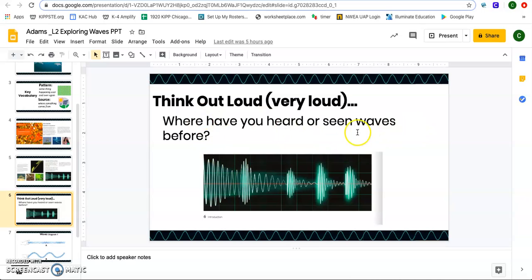I know I've seen waves definitely in the water, going to the lake in the summertime, and on a windy day, you've seen larger waves. That would be my connection.